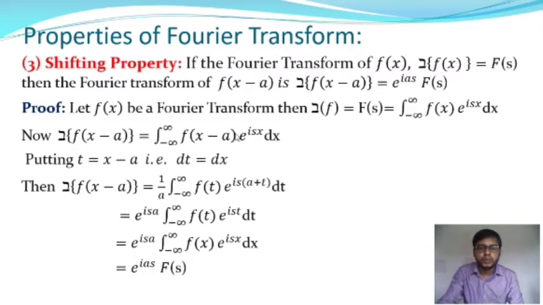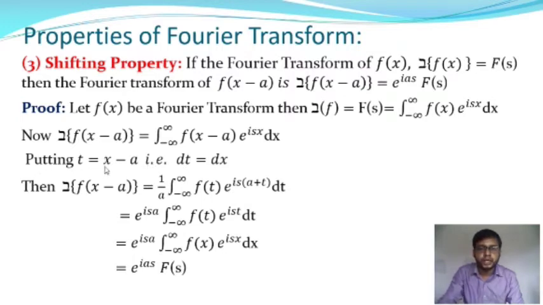Okay, so now we put x minus a is equal to t and then differentiate on both sides, where t and x are the variables and a is a constant. So the derivative of t is dt and the derivative of x is dx, and the derivative of a is equal to 0, you know, so the derivative of the constant term is 0. And as well the limit will be changed.